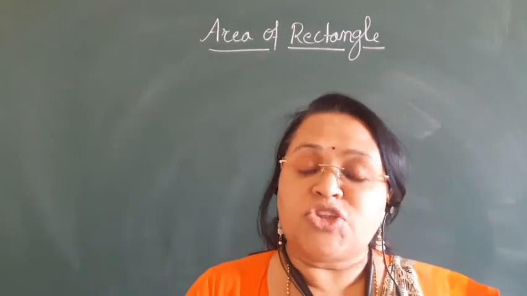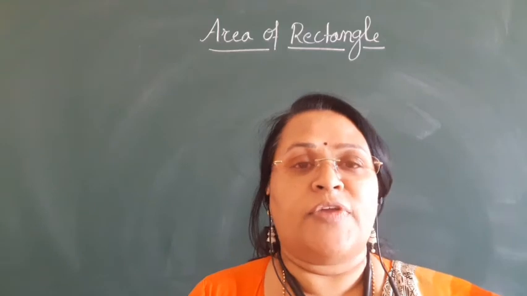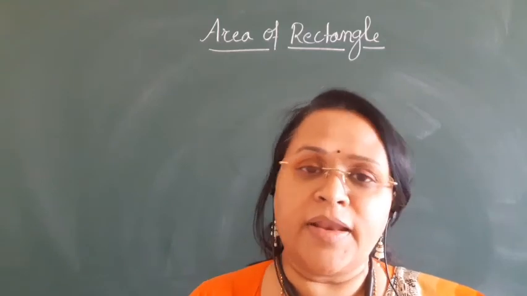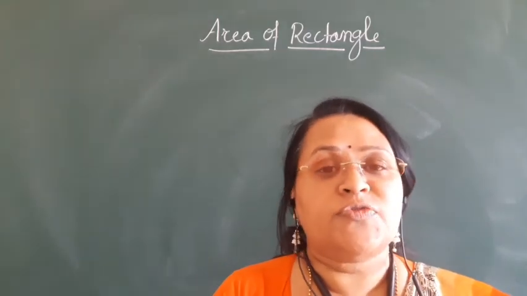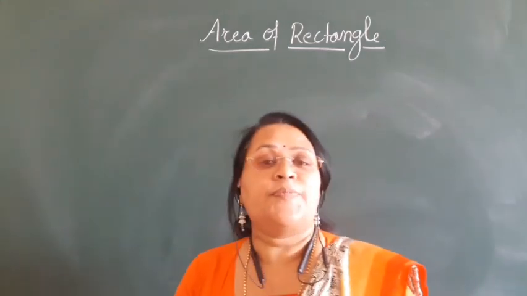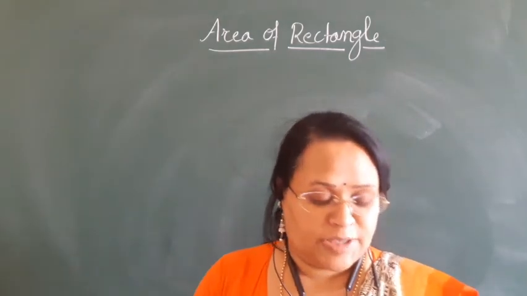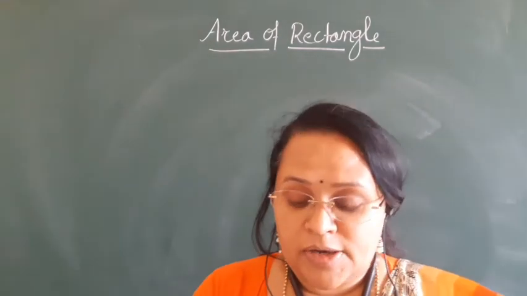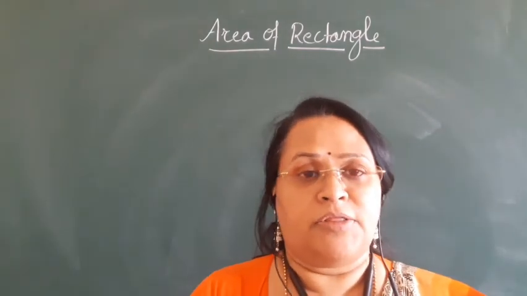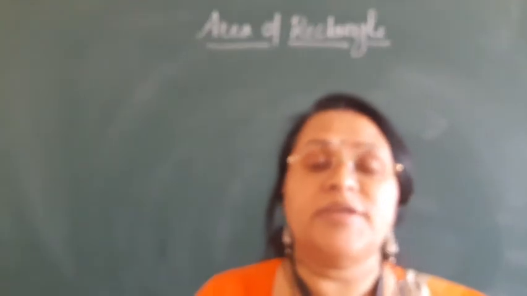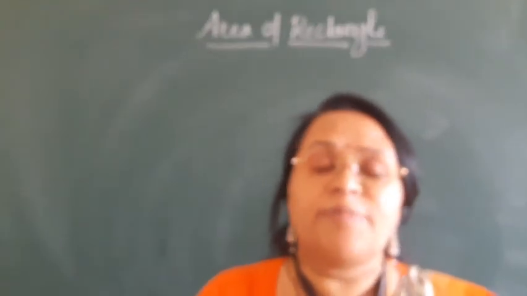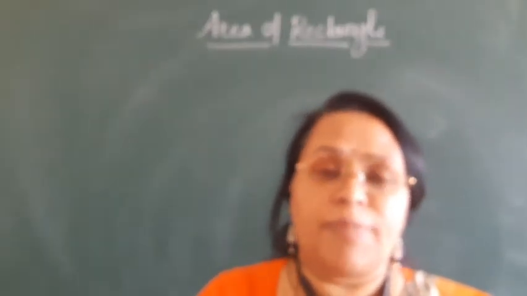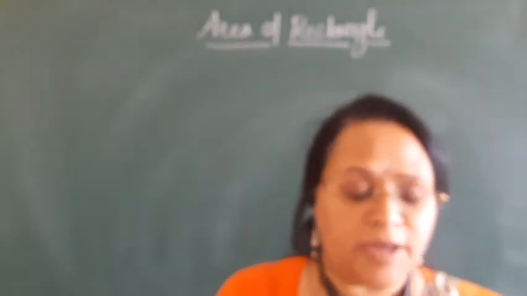So what is the definition of a rectangle? The definition of a rectangle is that the length is greater than the breadth. And the definition of a square is that all sides are the same. So we have to find the area of a rectangle. Every rectangle has length greater than breadth. The shape might be different, but the length is greater than the breadth.